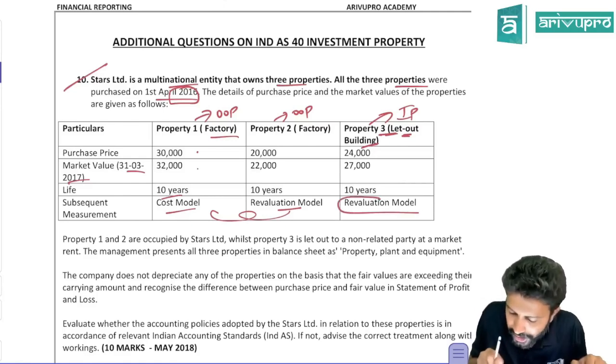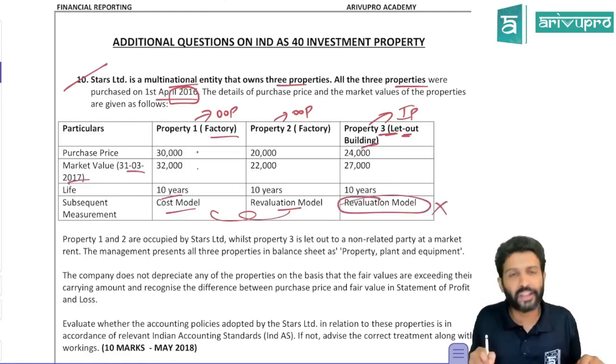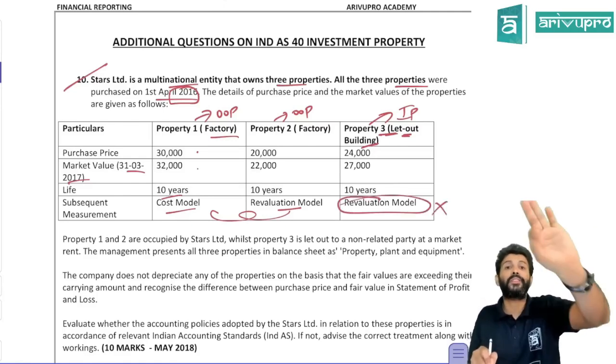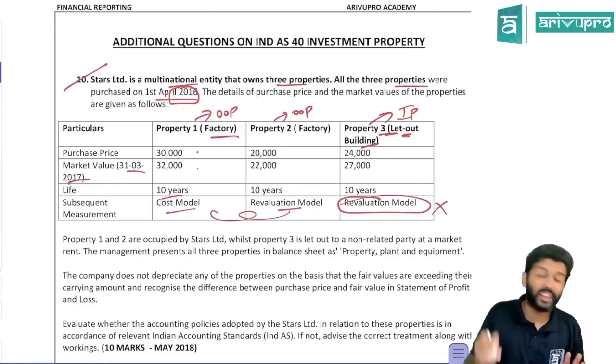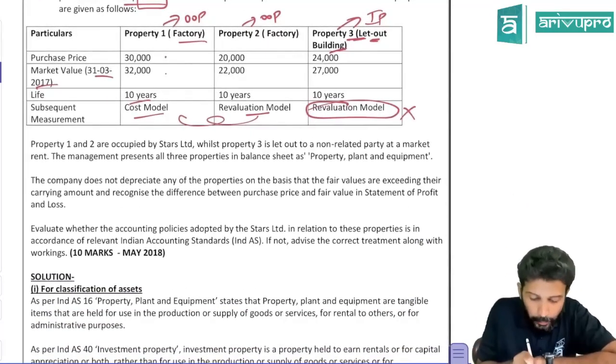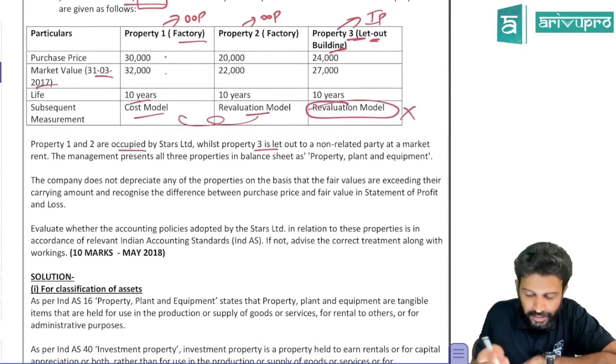And for the investment property, they followed the revaluation model. Is this acceptable? That is also not acceptable, because investment properties are to be valued only under the cost model. Properties 1 and 2 are occupied by Star whilst property 3 is let out.